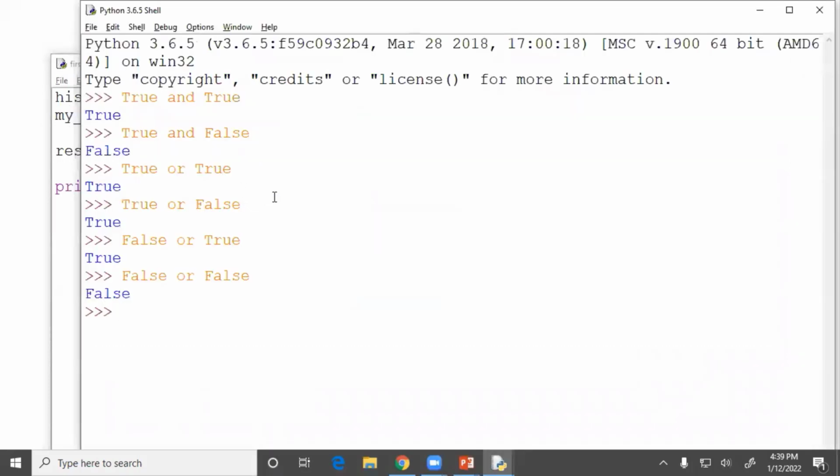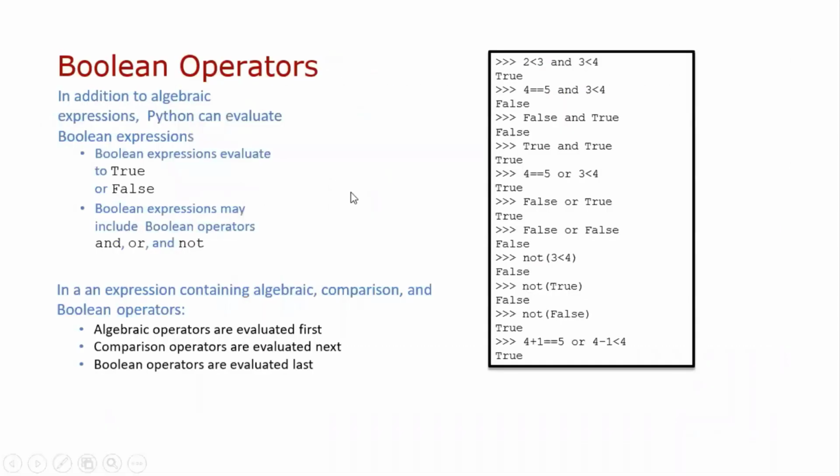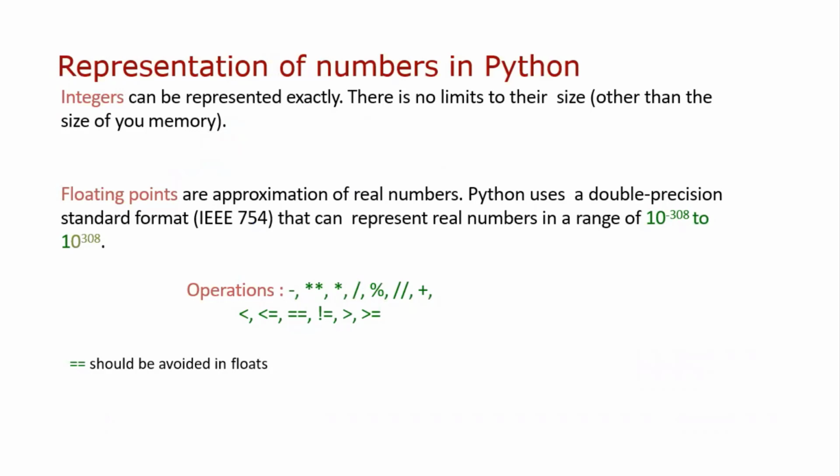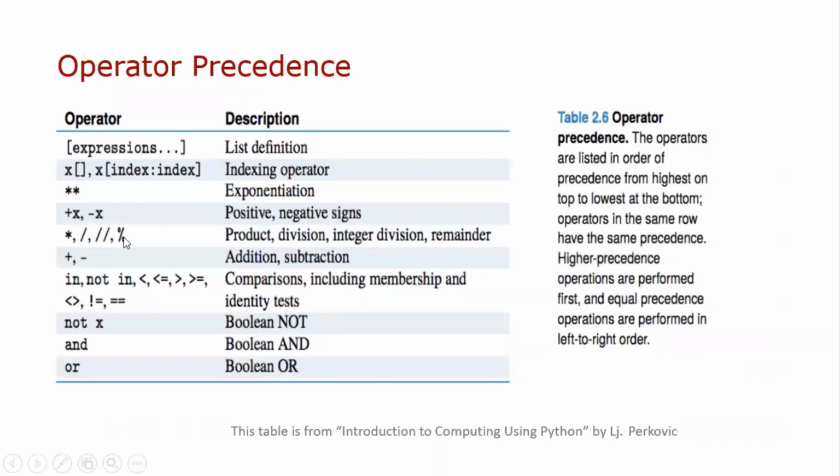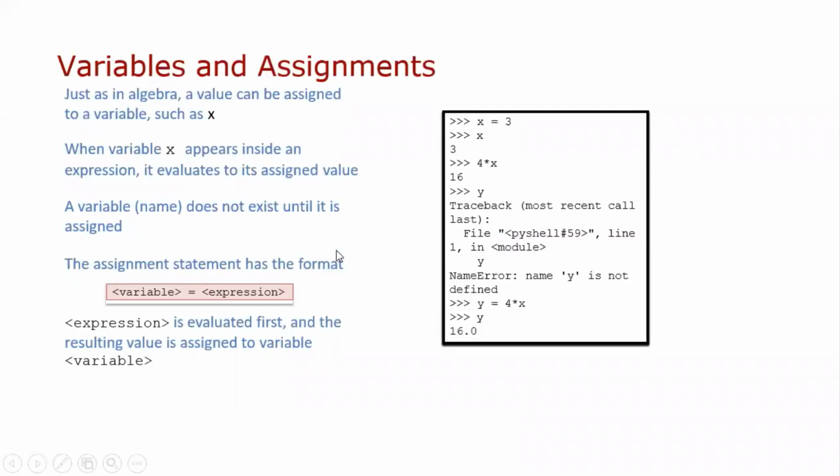Let me continue. We have talked about this, we have talked about these. Forget about it. These are the precedents. It means that the highest is going to be the exponential, and then we have positive, negative, and then the multiplication, and then we're going to deal with this. It's not a big deal.